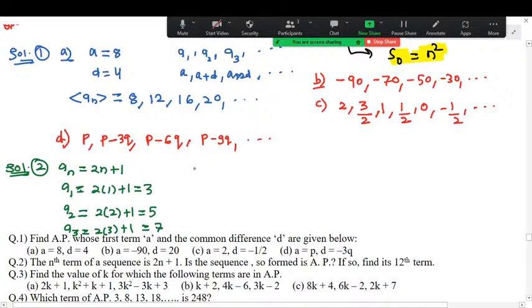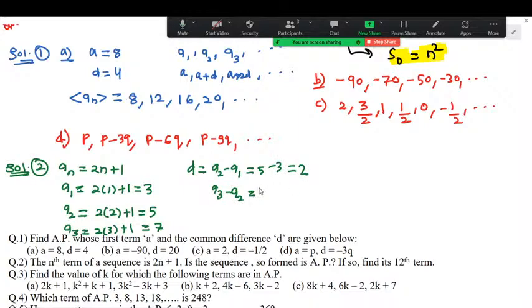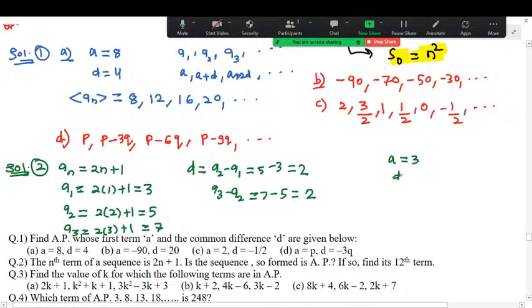And if you want to confirm it is in AP, you can subtract the second term and the first term. You will get 2 here. Again, if you subtract the third term and the second term, you should get the same thing, and you are actually getting the same value. In this way you can conclude the terms are in AP because you have the same common difference. Okay, the first term is 3, which we have just obtained, and the common difference is 2, that we have just obtained.